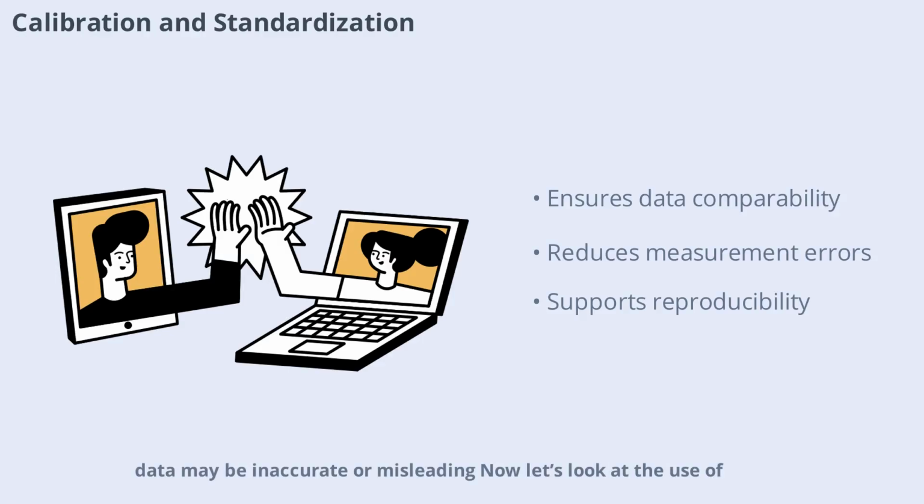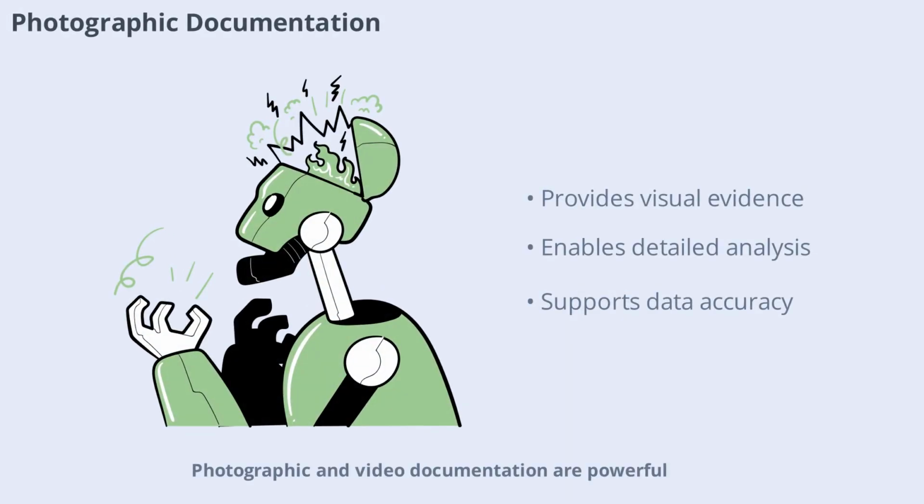Now, let's look at the use of photographic and video documentation in biological research. Photographic and video documentation are powerful tools for recording observations and experiments. Images and videos provide visual evidence that can be analyzed, shared, and archived for future reference.